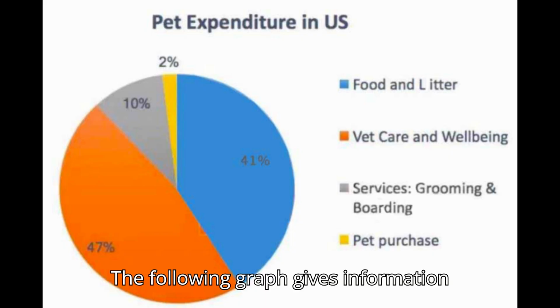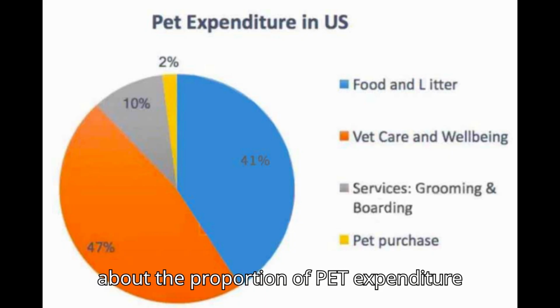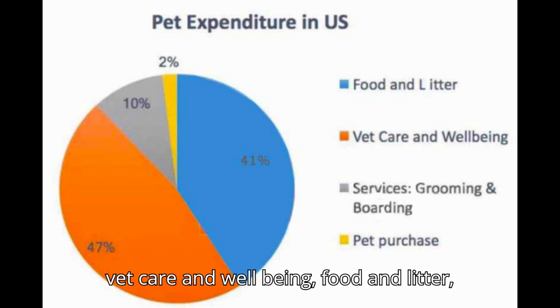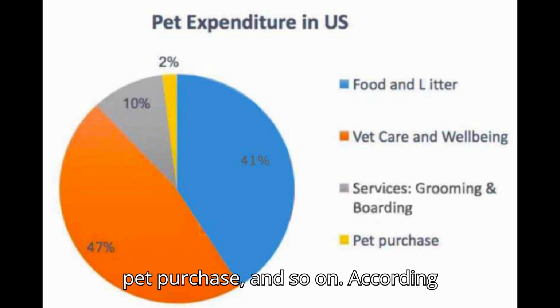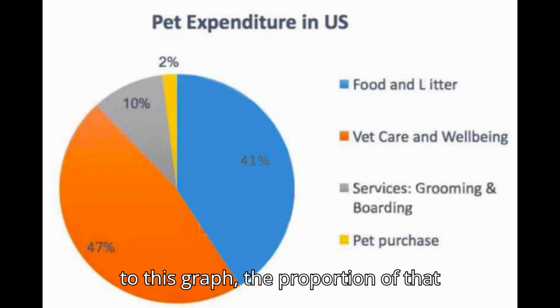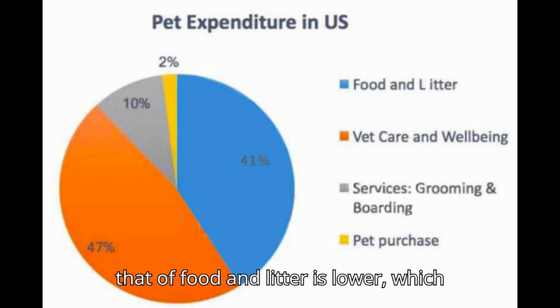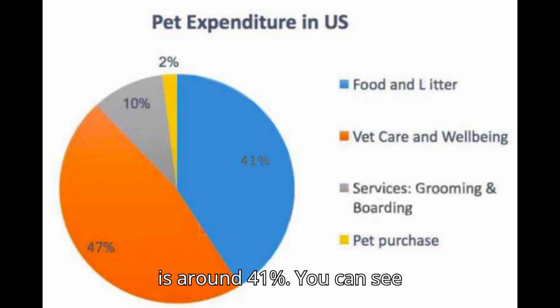The following graph gives information about the proportion of pet expenditure in the US. The items include vet care and well-being, food and litter, pet purchase and so on. According to this graph, the proportion of vet care and well-being is around 47%, and that of food and litter is lower, which is around 41%.